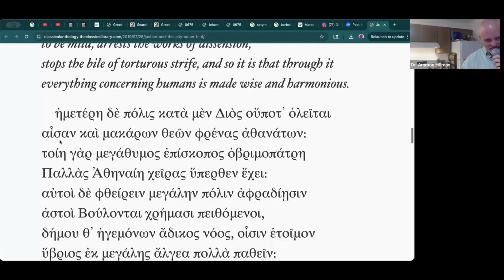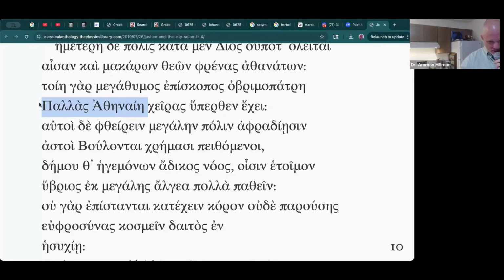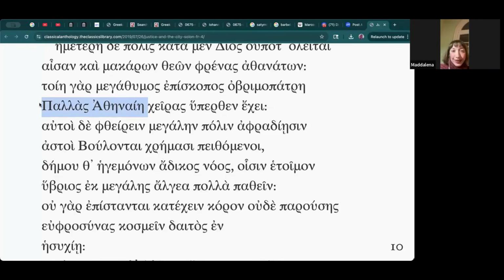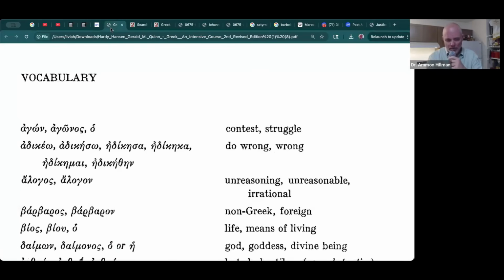Isn't that nice? And there she is. Look at Pallas Athena there. Gorgeous. Absolutely gorgeous. Okay, bring me back to the vocab and then you can get on your stuff. What's your impression of that?